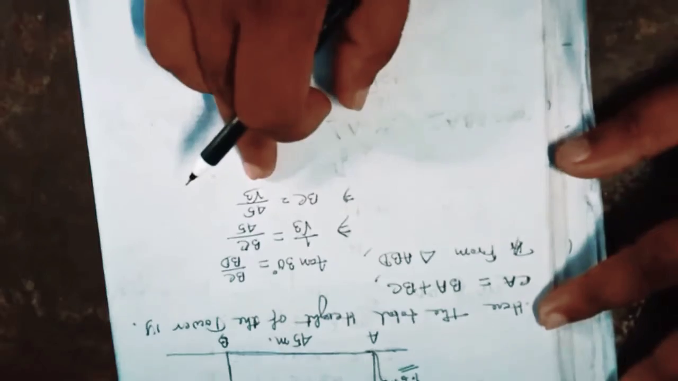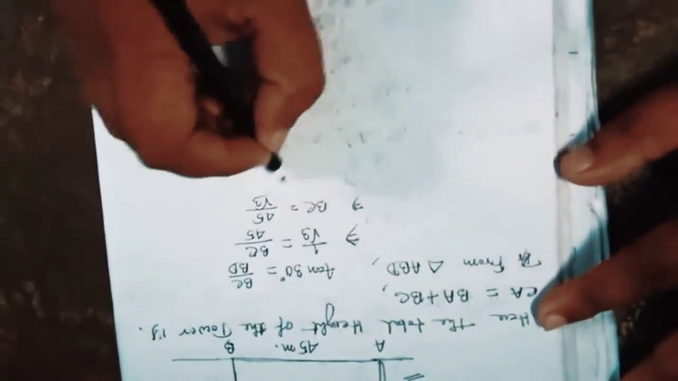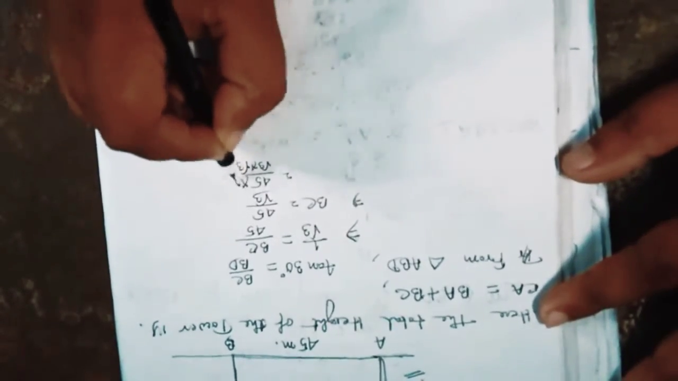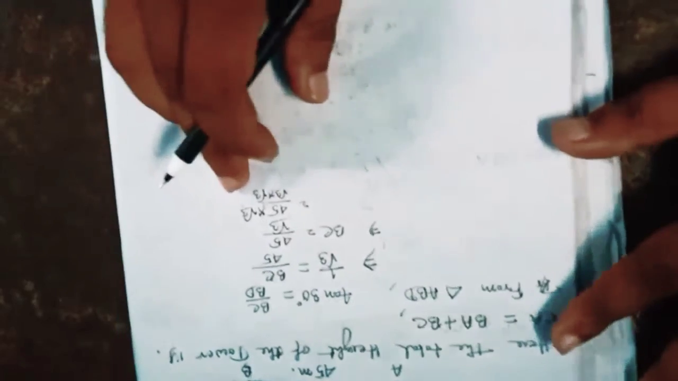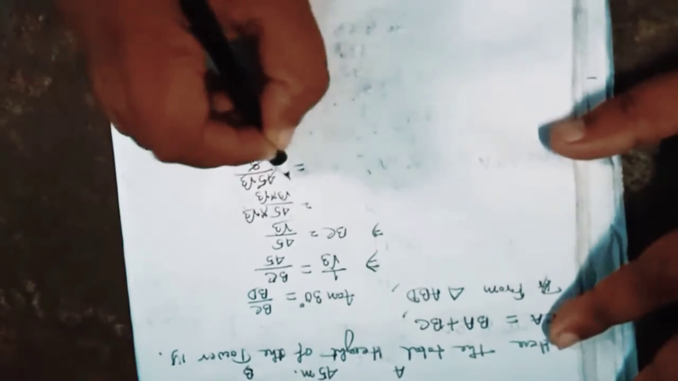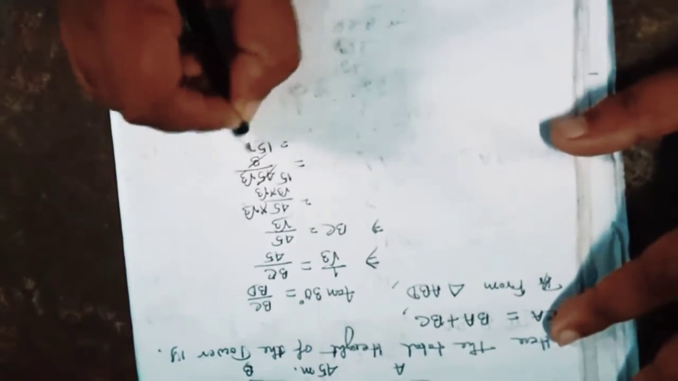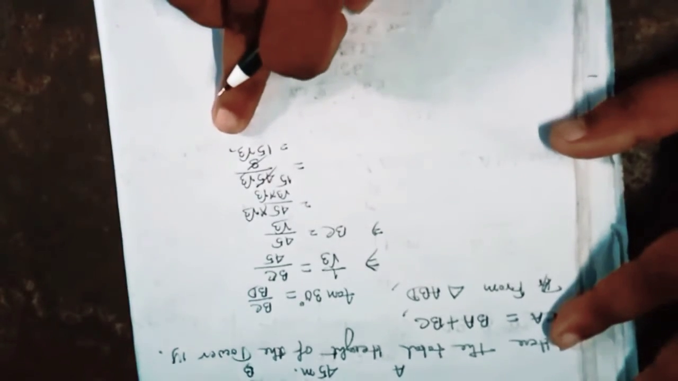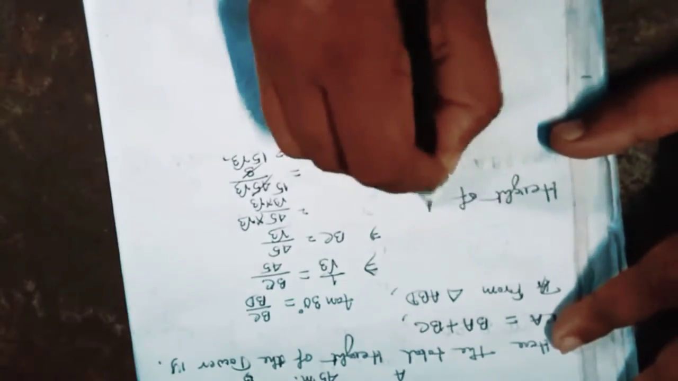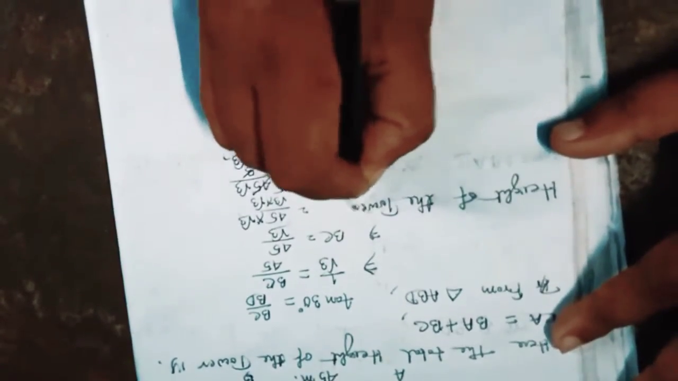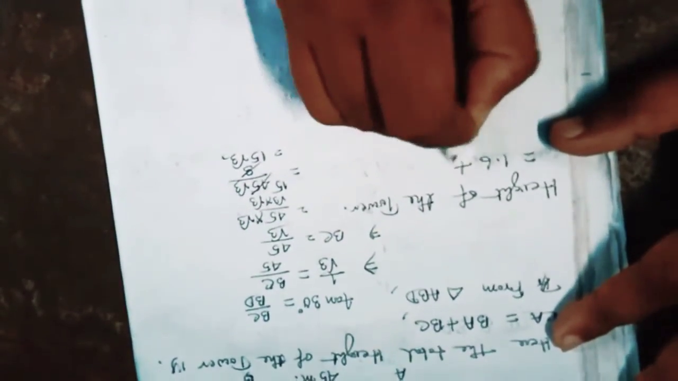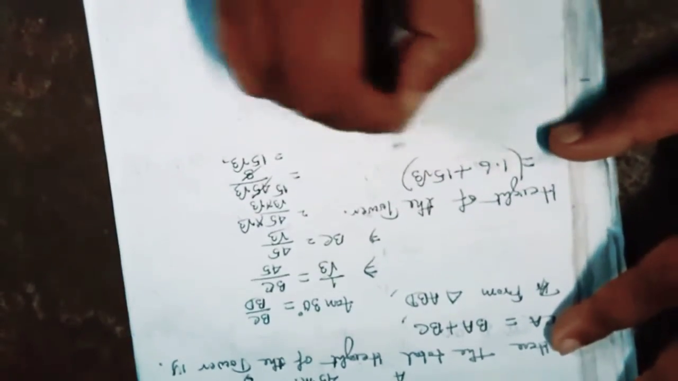Now if we calculate 45 by root 3, by rationalizing the denominator, multiplying by root 3 over root 3, this is 45 root 3 by 3, that is 15 root 3. So BC is equal to 15 root 3. The height of the tower equals BA, meaning 1.6 plus 15 root 3 meters.